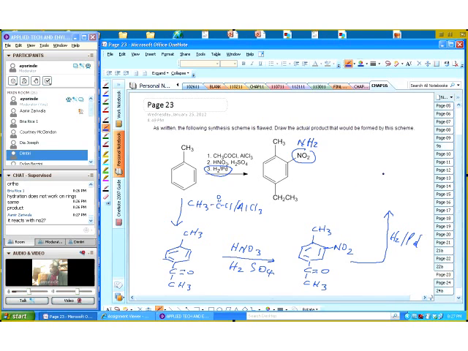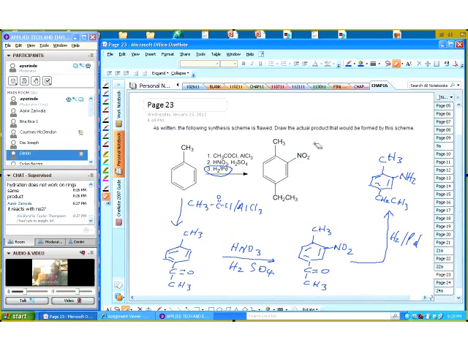If this is what we do, this is the product we are going to get. So that is why this process is flawed. We will get that, no problem. But here, this becomes an NH2. And of course, you still have your CH3 here.